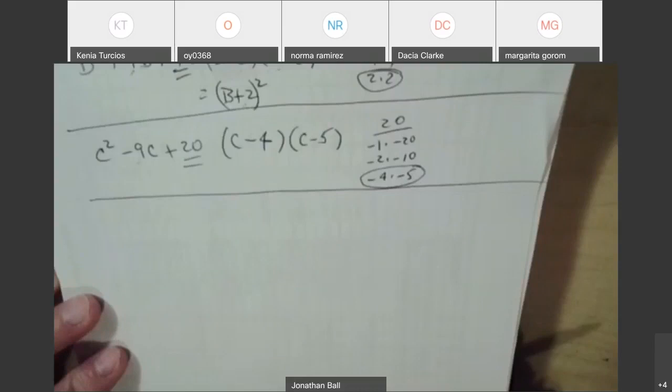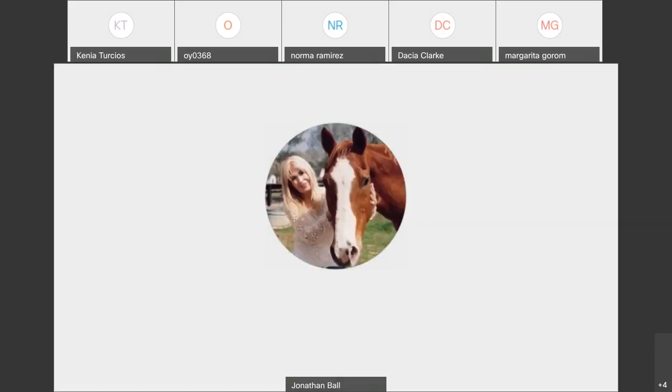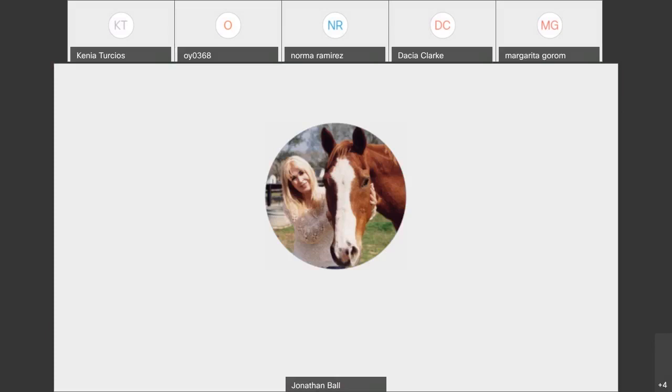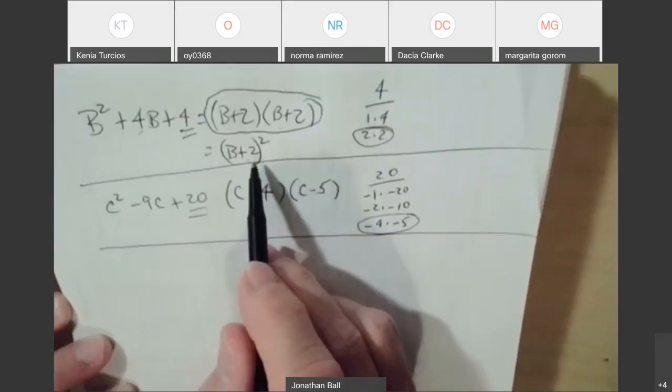Did everybody understand this up here? B plus 2 times B plus 2. These are two of the same things. And this is probably what you're going to see on the final exam. They're going to put the answer like this rather than like that.